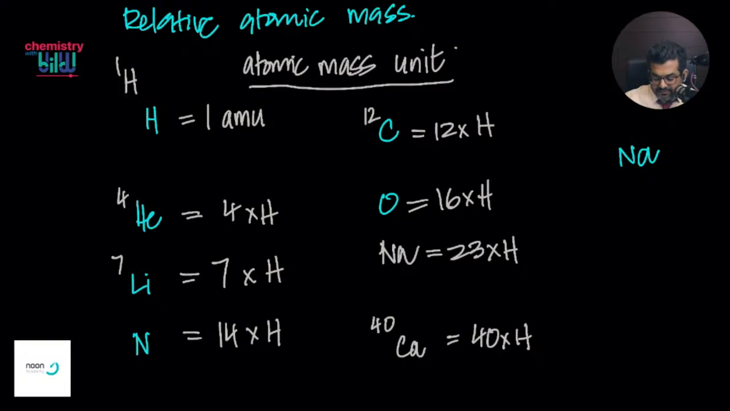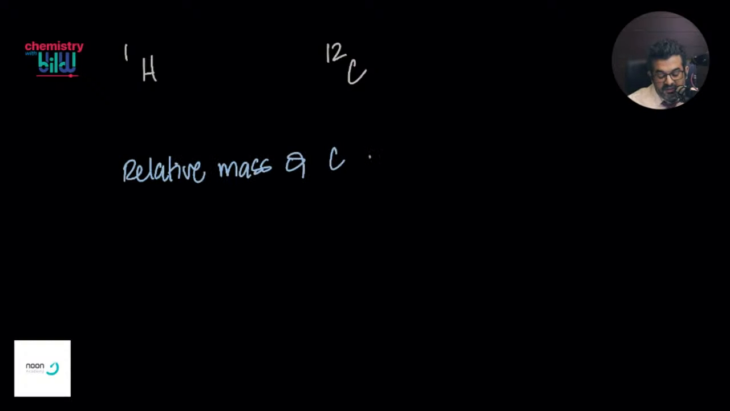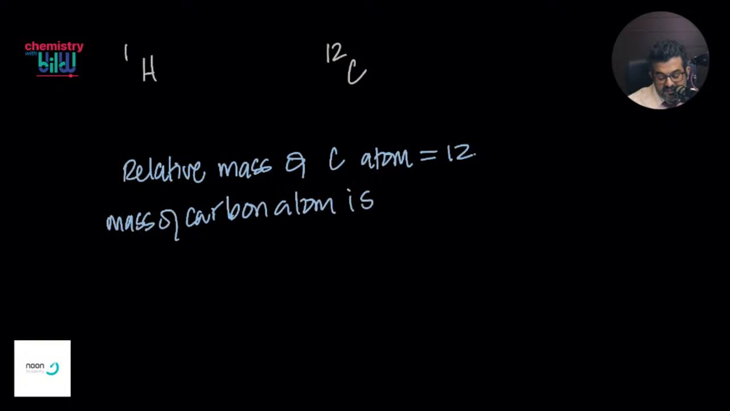So that was the idea. That's the idea of relative masses. Now, the next thing we're going to talk about: we've been saying that the relative mass of hydrogen is 1, carbon is 12. That doesn't mean that the mass of an atom of carbon is 12. It means that the relative mass of a carbon atom is 12, or you could also say 12 AMU. But you can't say 12 grams. When you say the mass of a carbon atom is 12 grams, that is wrong.